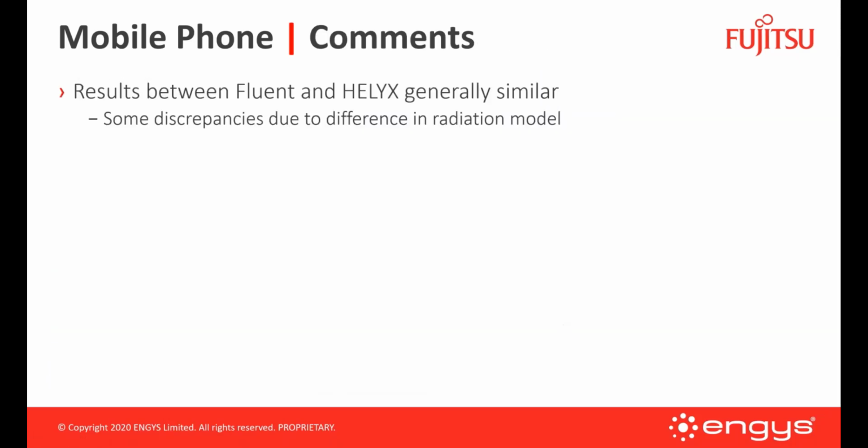So the results between Fluent and HELYX are generally similar. However, the discrepancies are most probably due to the differences in radiation model for both cases. So the differences in the temperature that we saw in the blade server case and also for the mobile phone, I would say that those are more closely related to the differences in radiation models between the two software.